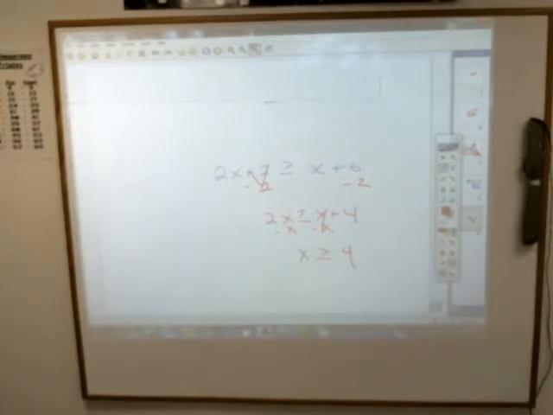Jackson? I don't understand number 22. Did we do 22? Did you draw the triangle pyramid? Yes. Did you write the volume formula? Yes. Which is what?